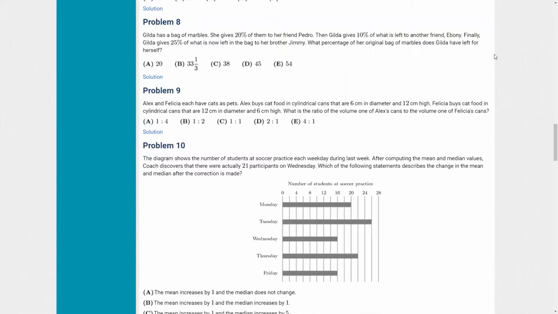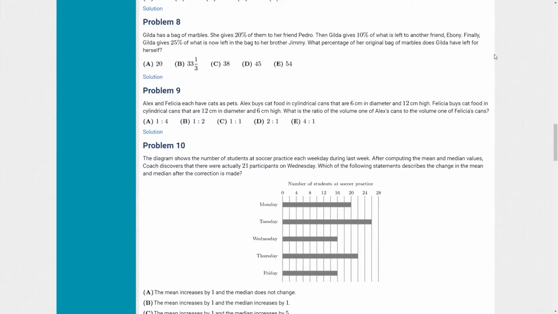Looking at problem 8, Gilda has a bag of marbles. She gives 20% of them to her friend Pedro. Then Gilda gives 10% of what is left to another friend. Finally, Gilda gives 25% of what is now left in the bag to her brother Jimmy. What percent of her original bag of marbles does Gilda have left for herself?